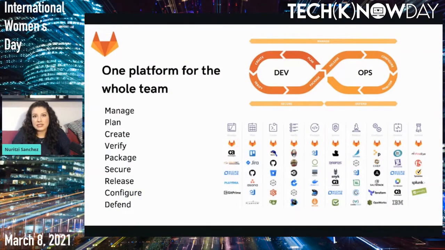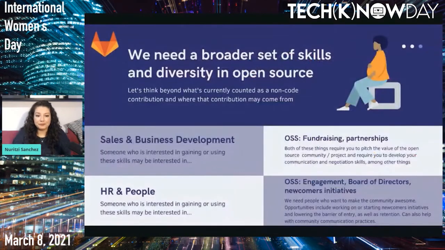And the point of all of this, sorry, I'll go back to this slide. The reason why I wanted to say this is that because GitLab covers so many different stages of the software development lifecycle, it's meant to really include all sorts of team members. And in the next few slides, I'm going to talk a little bit more from this open source mentality because that's where I come from. But it can be mapped to just general team environments as well.